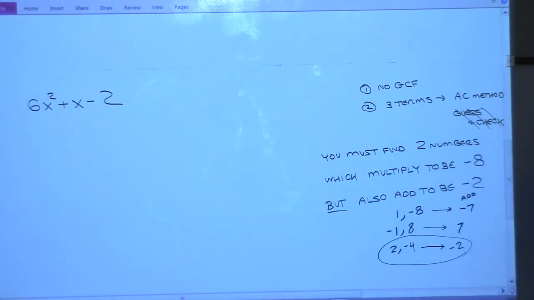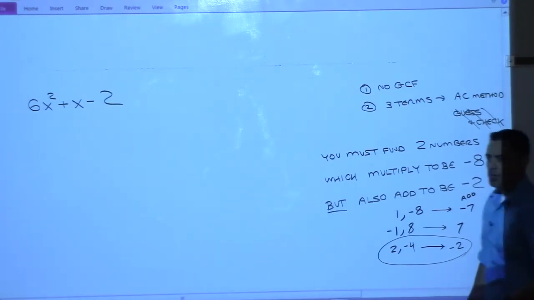Okay, so this problem is dedicated to the guess and checkers in here. The people who raised their hand might struggle with this problem. Maybe not, but my guess is that even if you're good at guess and check, this one might cause a little bit of an issue. But we're going to do AC method, right?